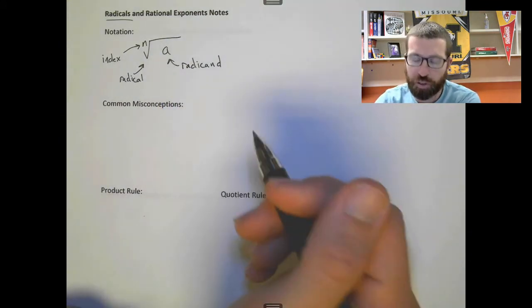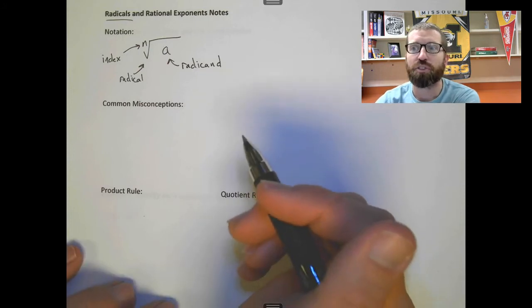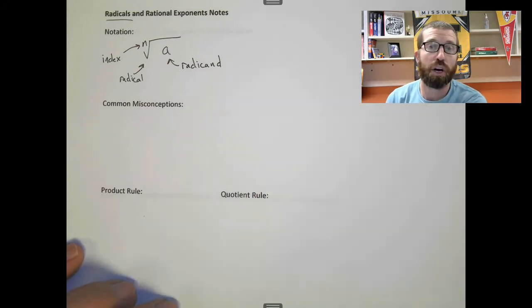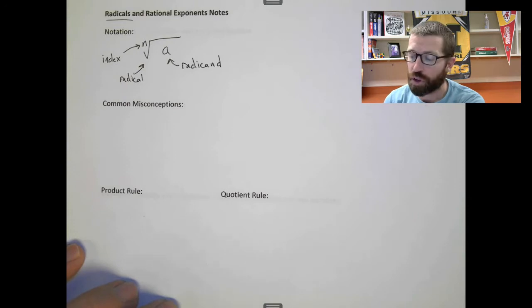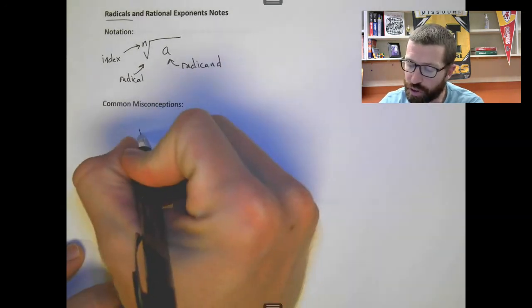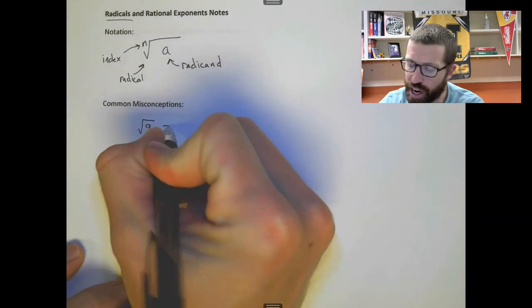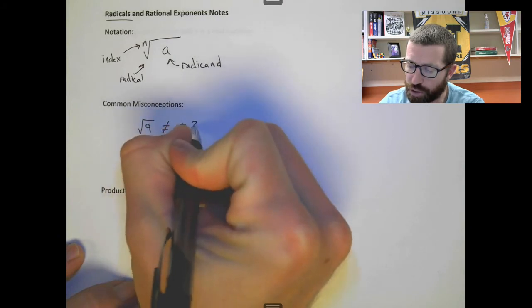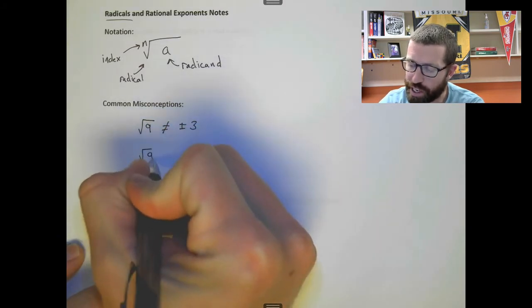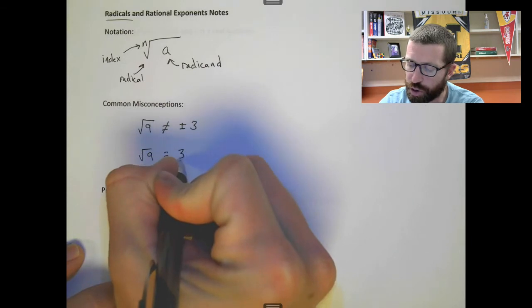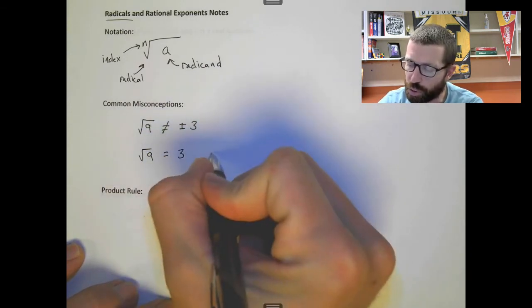One common misconception that I want to talk about is something that you pick up when you solve equations using square roots most of the time, is that the square root of 9 is not plus or minus 3, but the square root of 9 is just 3. This is called the principal root.